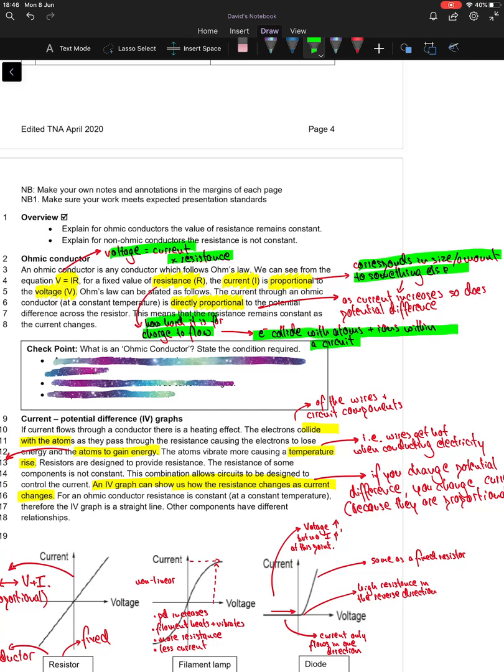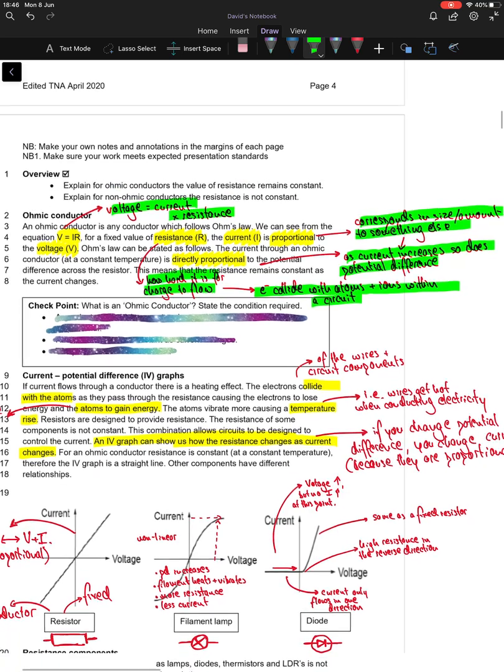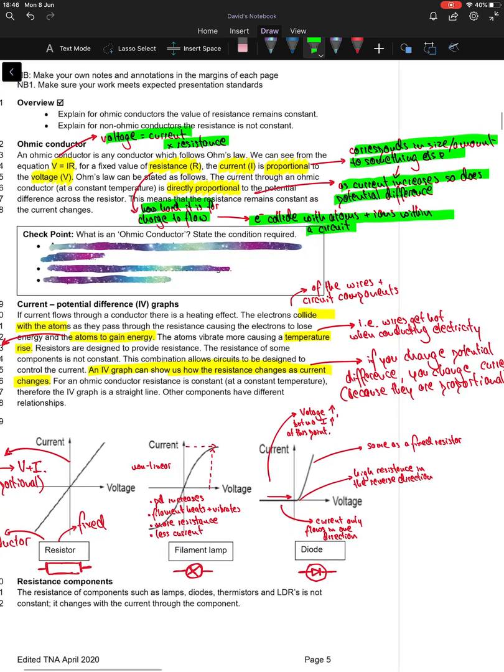The current through an ohmic conductor at a constant temperature is directly proportional to the potential difference across the resistor. So, in other words, as the current increases, so does the potential difference. That's the relationship between the two in an ohmic conductor. So this means that the resistance remains constant as the current changes. So you want to add those annotations into your own notes that you're making right now. Then if you have a look at this checkpoint question, pause the video and see if you can answer it for a moment.